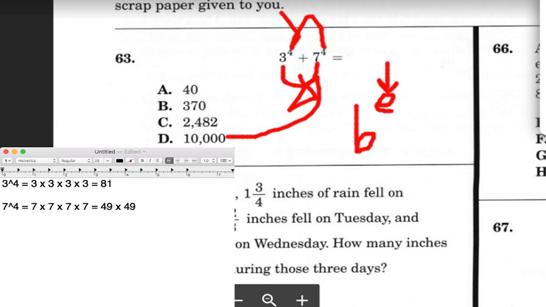By the way, you're not allowed a calculator on the SHSAT, so you have to do everything by hand. You're either going to be doing it in your head or you're going to be doing it on a paper. Most people can't do 49 times 49 in their head.